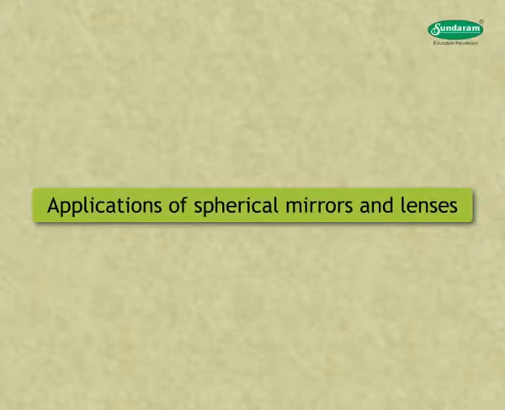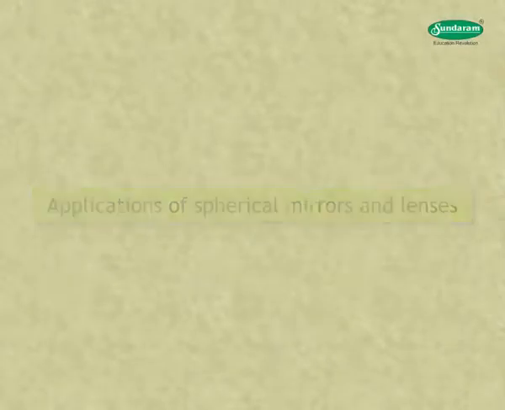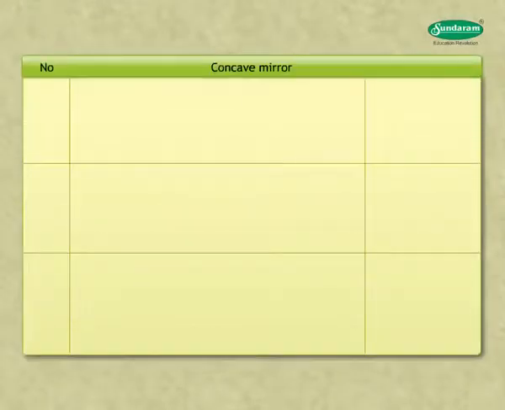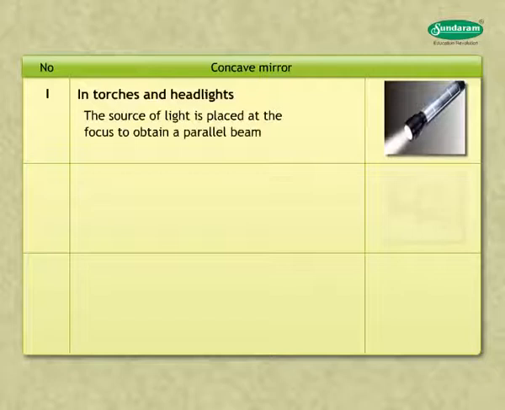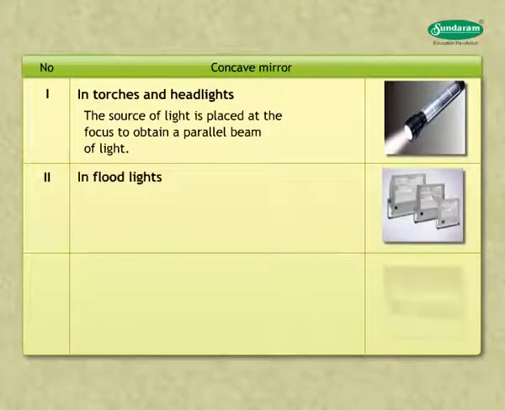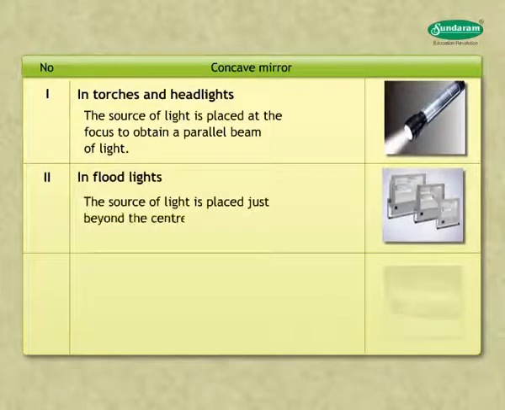Applications of spherical mirrors and lenses. Concave mirror. 1. In torches and headlights, the source of light is placed at the focus to obtain a parallel beam of light. 2. In floodlights, the source of light is placed just beyond the center of curvature.